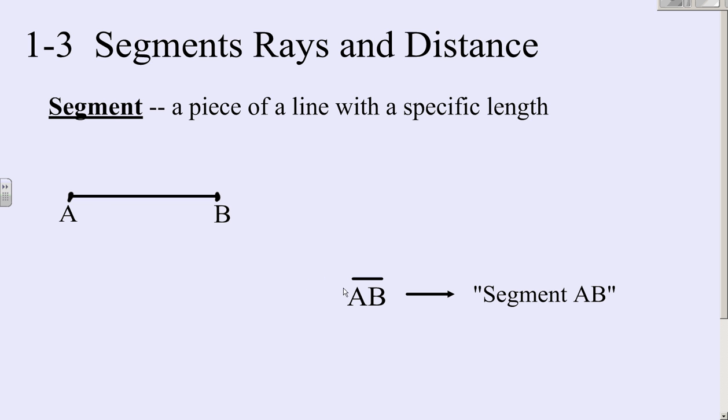Now the difference between a line and a segment in how it's denoted is that we have a segment bar over it, instead of what we had before, where we had arrows on the end saying that that's the line. This would describe line AB that goes on forever. This describes segment AB, which does not.